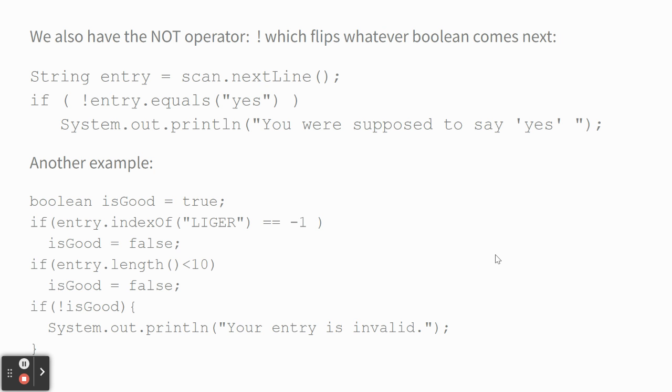We also have the not operator, which is the exclamation point. And it flips whatever Boolean expression comes next. So by flip, I mean if it was true, it's false. And if it was false, it's true. So right here, we're asking the user to enter something, and we're checking if it's equal to yes. But the not here means it's the opposite of this. So if I did enter yes, then entry.equals is true, but then the not symbol means that it's looking for it being false. So this code will only trigger if they didn't enter yes.